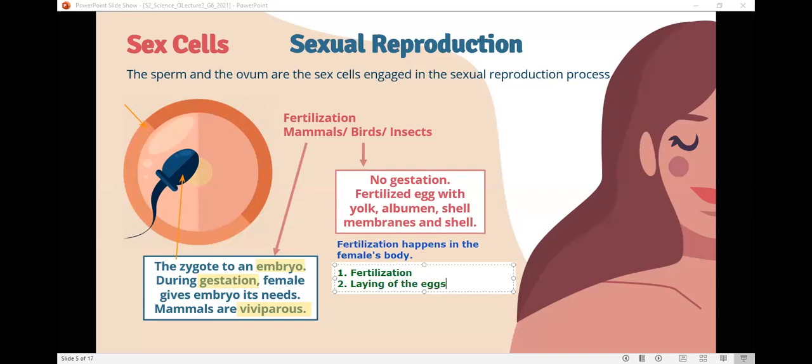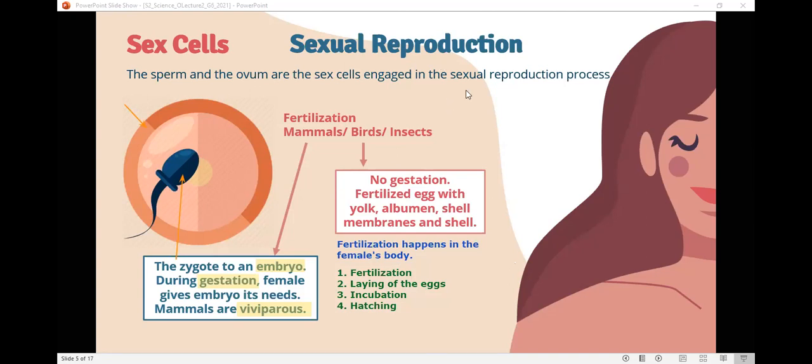Laying of the eggs. Then, what do female birds do? They sit on the eggs. What do we call this step? Incubation. Thank you. And last of all, after 21 days, hatching. The chick hatches out of the egg.